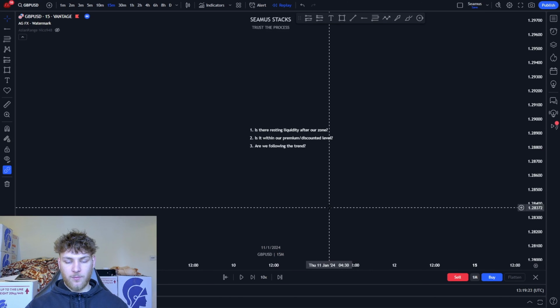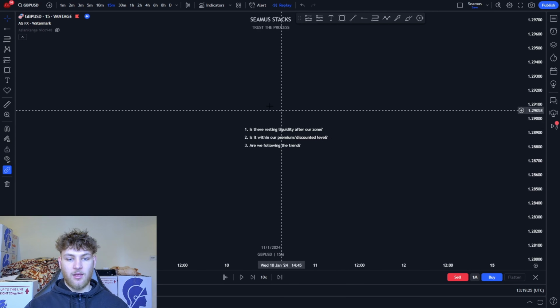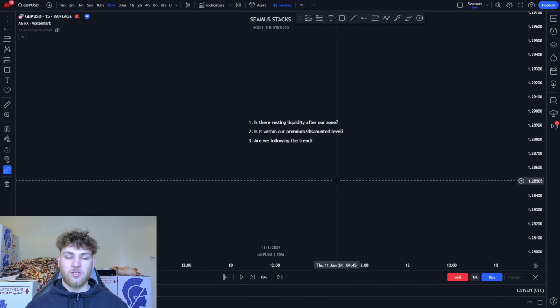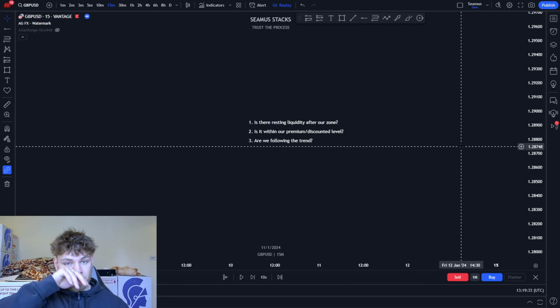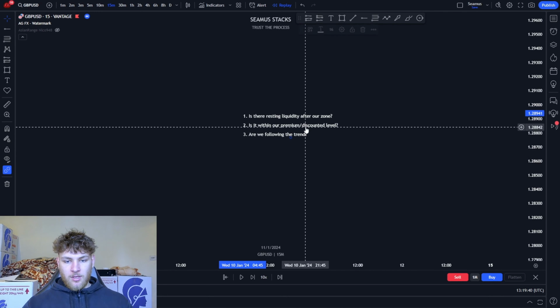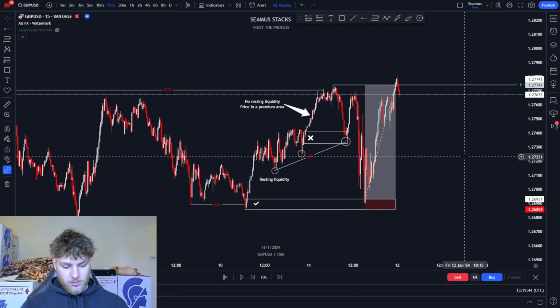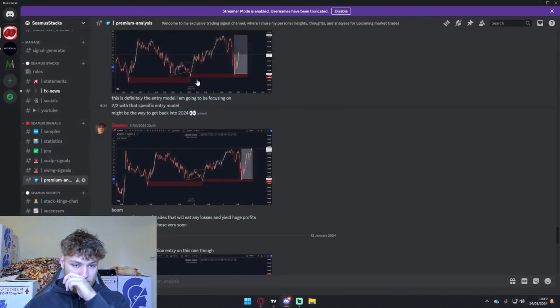There's no need to overcomplicate it, which is why I've shown you that these are the 3 stages that it comes down to. Is there resting liquidity after our zone? Is it within our premium or discounted level? And are we following the trend? Simple as that, guys. And again, this is not cherry picked. I called this out in my Discord. Boom, we see it there.